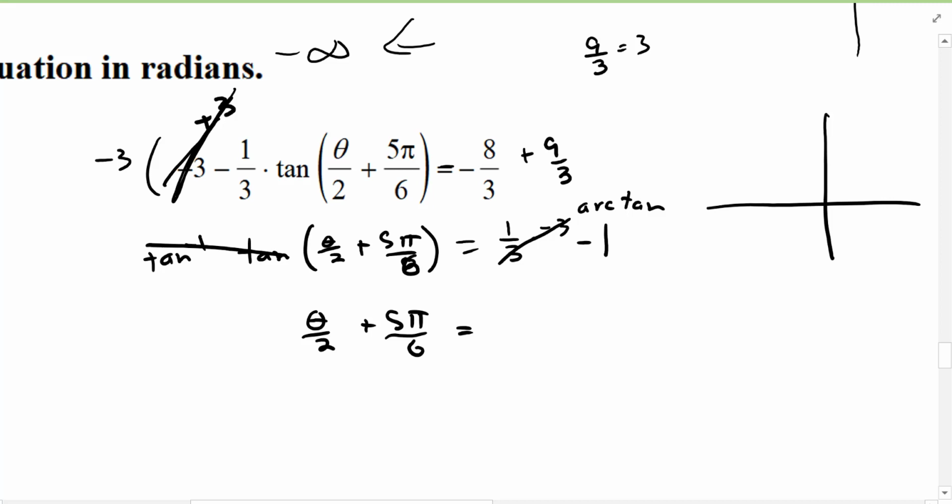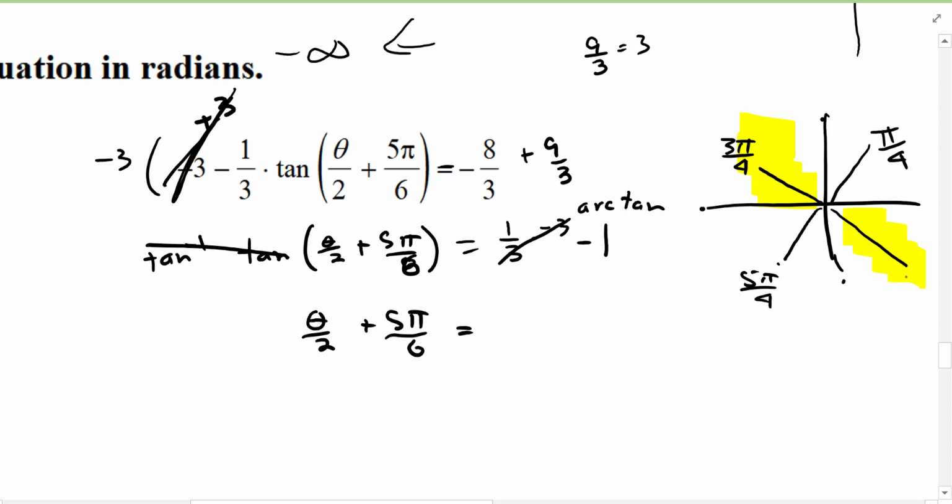Remember, tangent is 1 or negative 1 at the 45-degree angles. And tangent is negative in these two quadrants. So if this is pi fourths, 2 pi fourths, 3 pi fourths, 4 pi fourths, 5 pi fourths, 6 pi fourths, 7 pi fourths, I can go ahead and put that right now. The two that are negative are 3 pi fourths and 7 pi fourths.